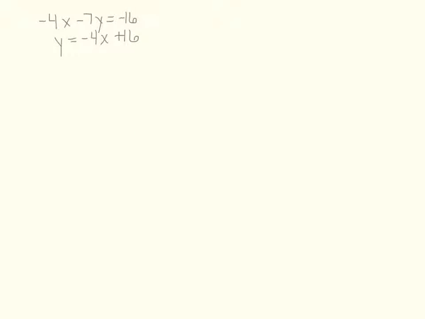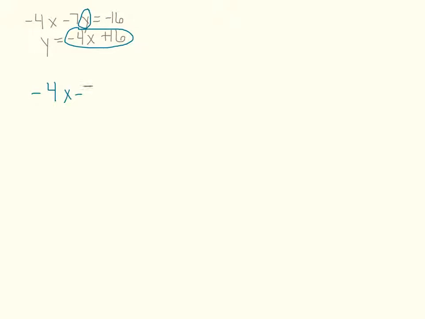Alright, with this next one, we only have one of them that is a y equals. So we're going to take this expression that y equals and plug it in for y in this equation. So negative 4x minus 7, and then instead of a y, put negative 4x plus 16. I'm going to put it in parentheses because it's a group, equals negative 16.